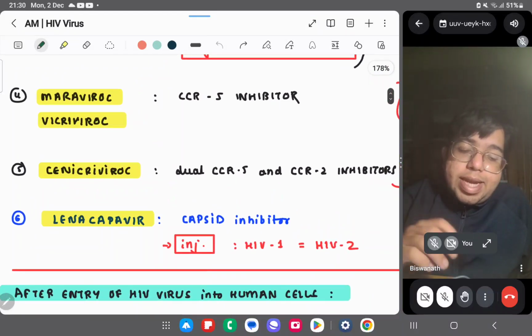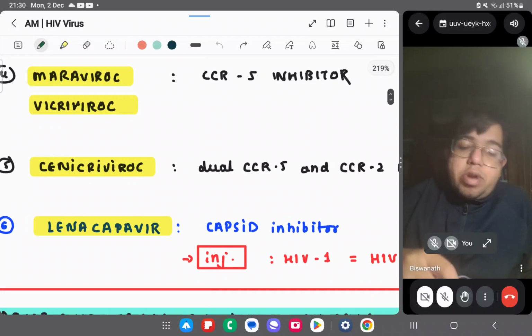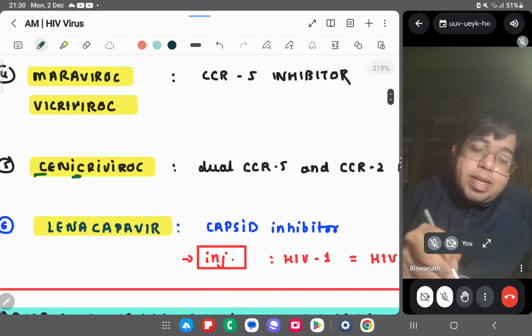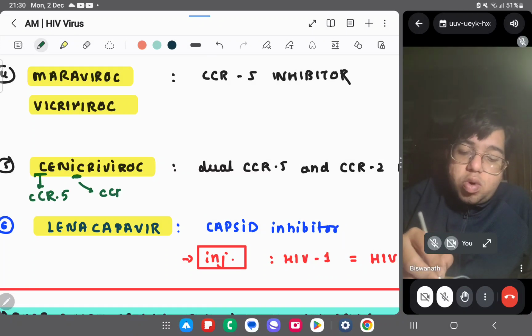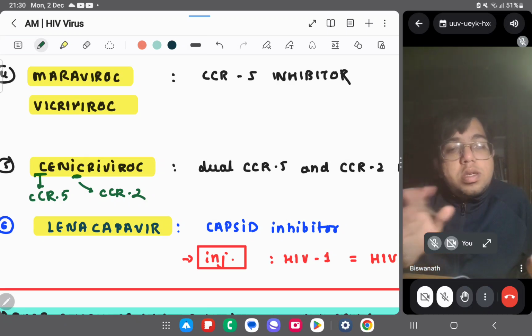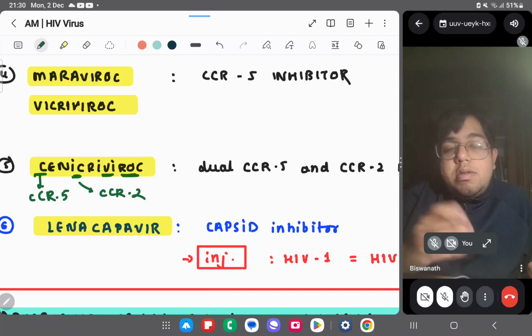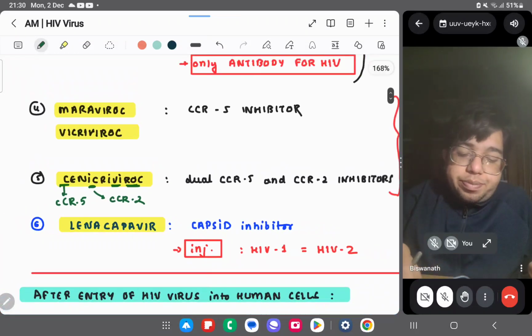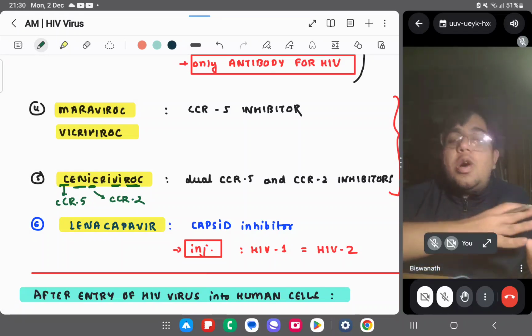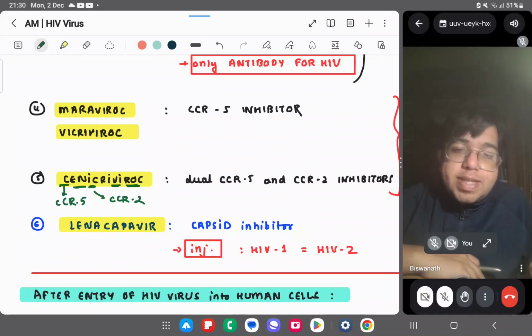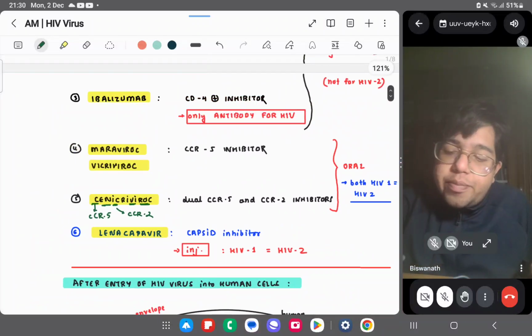Then we have Cenicriviroc. How to remember? We have double C's, so it is dual. Dual means CCR5 and we can inhibit CCR2 also. VIR means virus, ROC is co-receptor. EN is envelope, or you can say entry, right? So all are synonyms, but all are in the name, right?